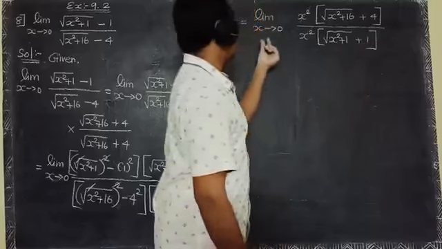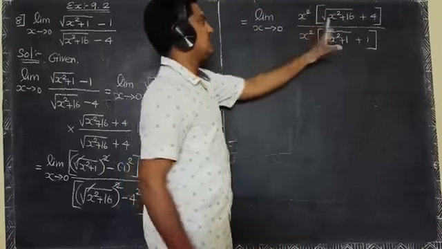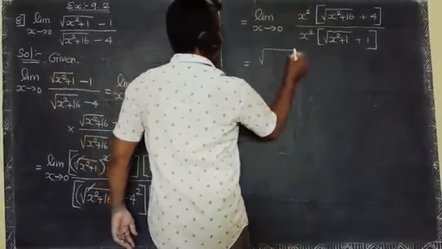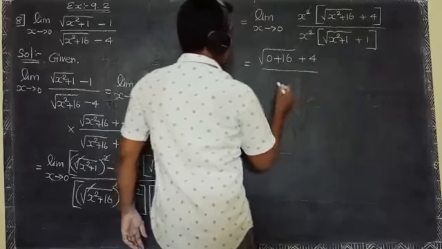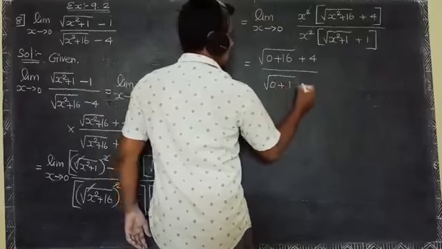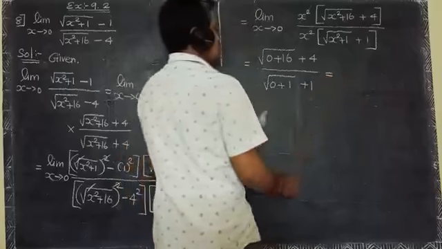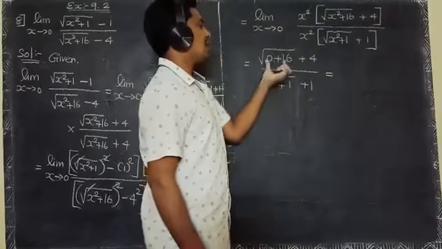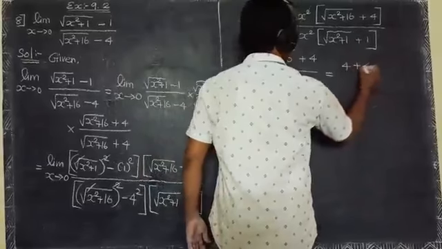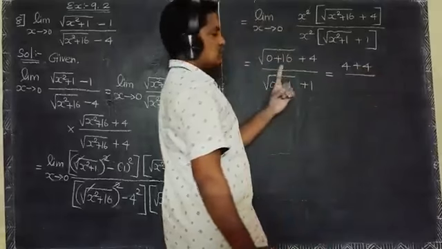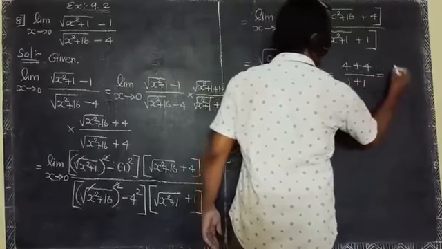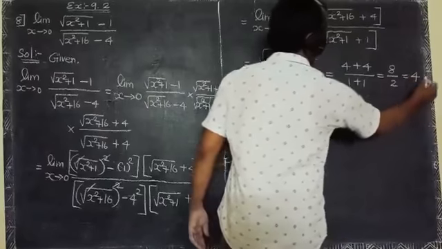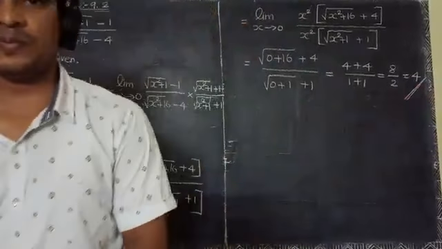The remaining is square root of x squared plus 16 plus 4 divided by square root of x squared plus 1 plus 1. Replace x equal to 0 into the function, that is square root of 0 plus 16 plus 4 divided by square root of 0 plus 1 plus 1. The numerator is 0 plus 16 is 16, square root of 16 is 4, plus 4, divided by square root of 1 is 1, 1 plus 1. This is equal to 4 plus 4 is 8 divided by 2. Simplify, we get the result 4.